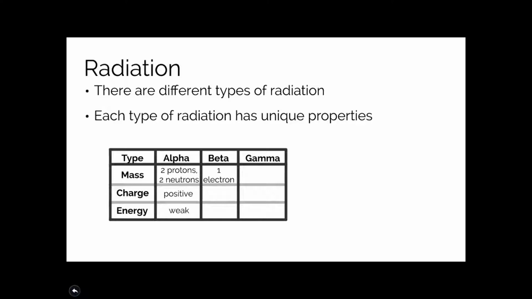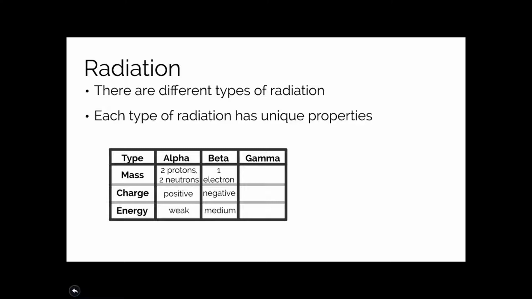Next up, we have the beta radiation or beta particles. And these are essentially just a single electron. Now, because they're electrons, if you remember from our atomic structure, electrons are negative, and so beta particles in the same way carry a negative charge. And these beta particles will carry a little bit more energy than your alpha particles, and so we'll consider them to be a medium strength type of radiation.